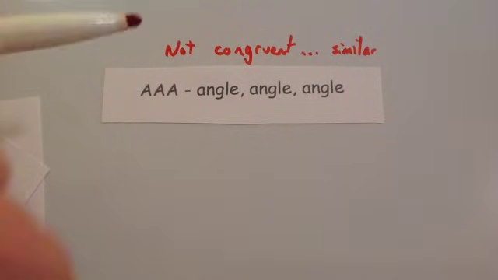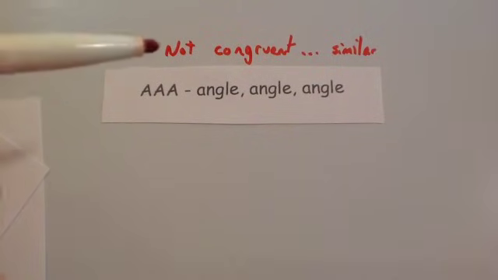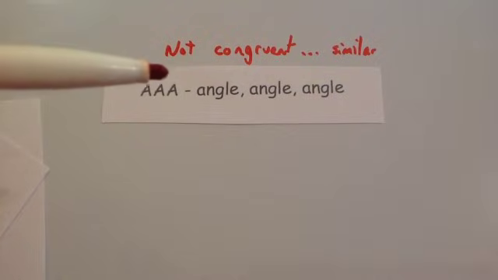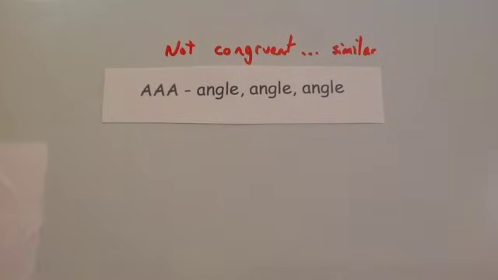The last one, angle, angle, angle, is not congruent. If you've got an angle, an angle, an angle for two triangles, they won't be congruent. Let's have a look at an example.